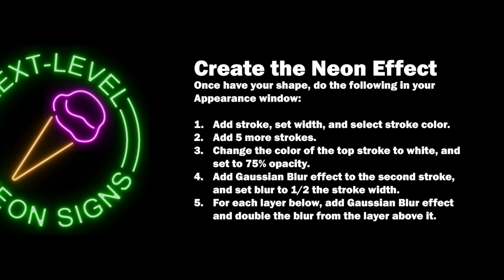For each layer below, add the Gaussian blur effect and double the blur from the layer above it. For example, if the second layer has a blur of 3, the third layer will have a blur of 6, the fourth layer will double to 12, the fifth layer will double to 24, and then the sixth will double to 48. Creating a neon sign is going to be a 3-step process.